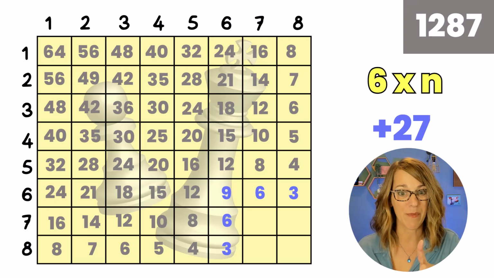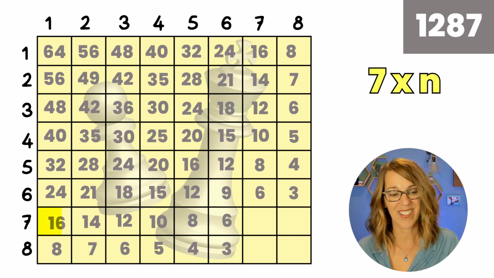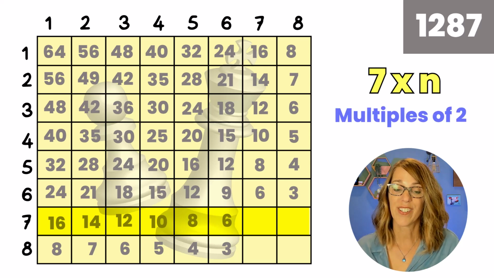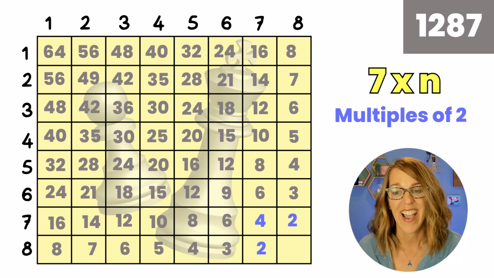I'll bet you could finish this. If you want to pause and finish and let me know how you did in the comments, but I'm going to keep going. Next up, we've got our 7x's. This is our 7th row. 16, 14, 12, 10, 8, and 6 are all multiples of 2. So let's go ahead and add in the 4s and the 2s that are missing. I've got now another 8, 1,295. I am only missing one last type, and that's my 8x8.